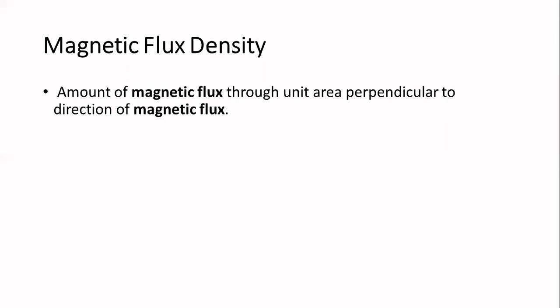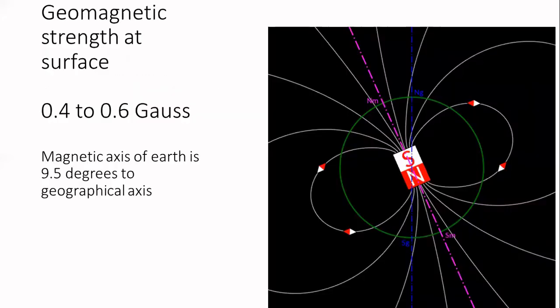The number of magnetic lines passing through a unit area in the perpendicular direction is called magnetic flux density. The unit of measurement of magnetic flux density is Gauss or Tesla. To understand what Gauss is, let's use an example of geomagnetic strength. What is geomagnetic strength? It is the strength of the Earth's magnet.